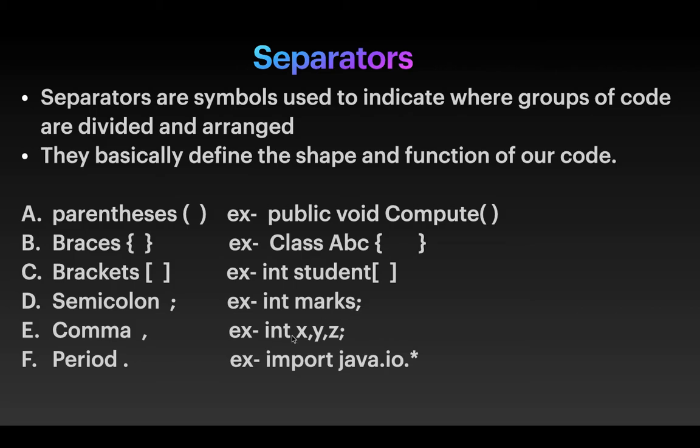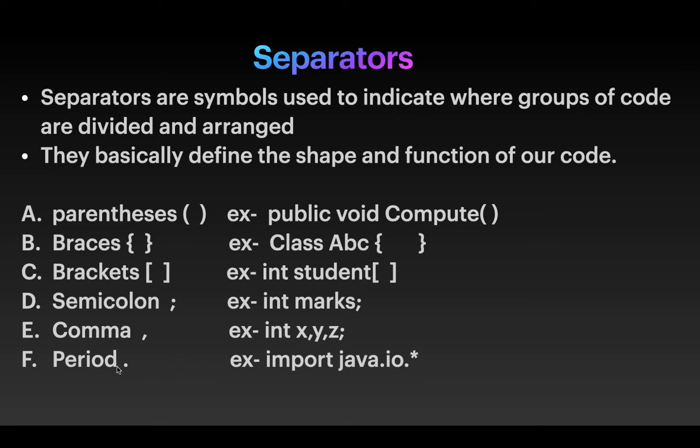Then comma is used to separate variables, or any particular identifier. In this case, int x, y, z. What is happening over here? I'm declaring three different variables of integer type, separating them with commas, whereas here I'm declaring only one variable of integer type with the name marks. But if I want to declare multiple variables, we'll have to separate them with commas.